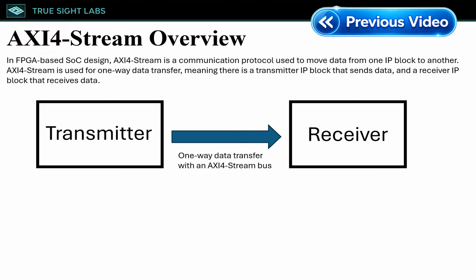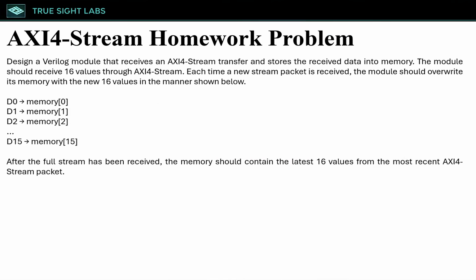Before watching this video, I recommend watching the previous lesson and attempting the homework problem yourself. The previous lesson explains how AXI4-Stream transfers work. Alright, let's get started. So this here is the homework problem that was assigned last video. The goal was to design a Verilog module that receives 16 values using AXI4-Stream and stores those values into internal memory. Before building the receiver module, let's review how AXI4-Stream works.